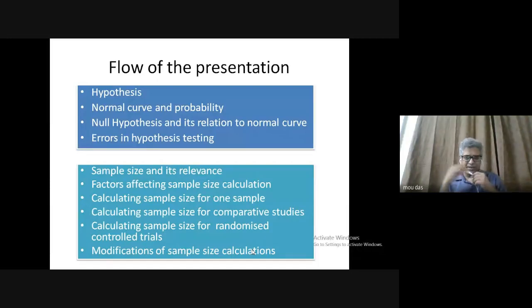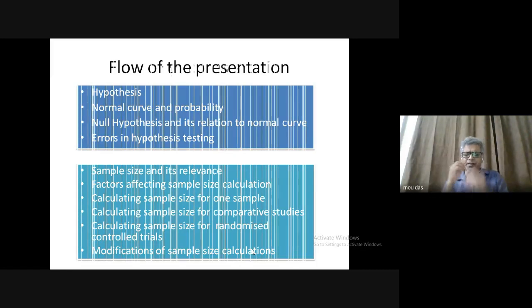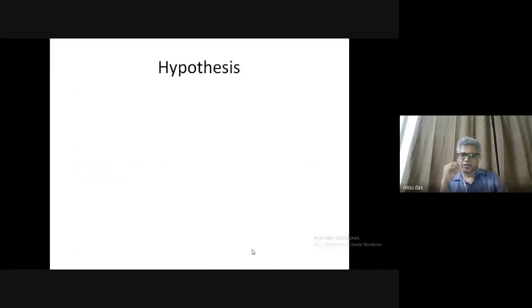Now, I must confess that this is a topic which needs a lot of conceptual understanding and mathematics. So I have deliberately taken the mathematics part out and kept it to simple arithmetic only and focused more on the concept part. Okay. So, let's start with hypothesis.